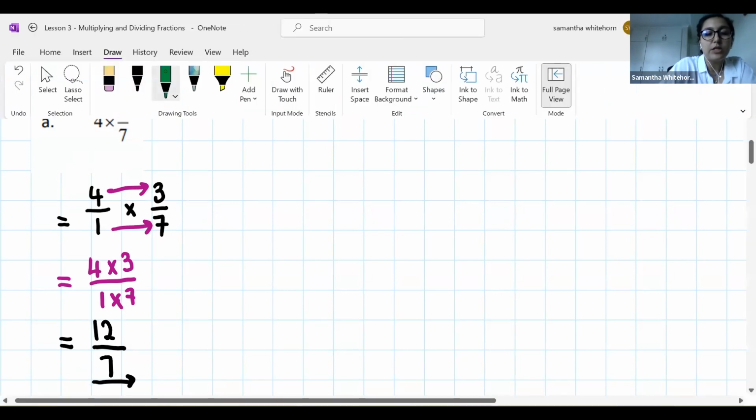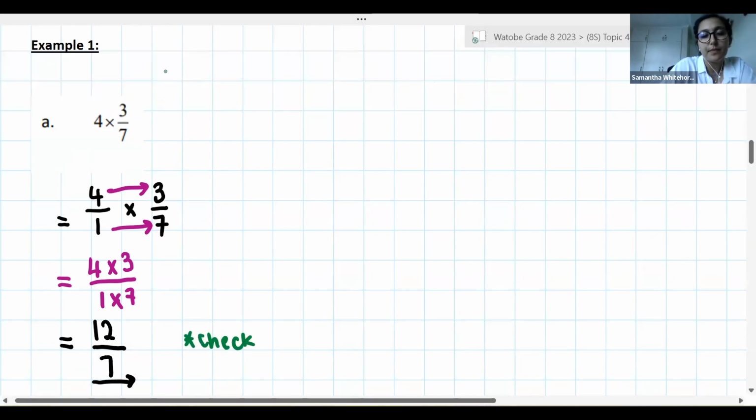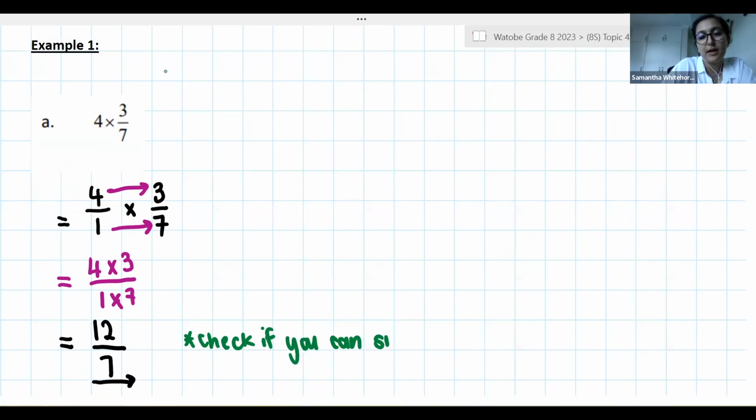Now, guys, remember, always check if you can simplify. We do that by seeing if there is any number we can divide into both the numerator and the denominator. So it's almost like looking for a highest common factor. In this case, there is nothing I can divide into 12 and 7 without a remainder. So that's why I've underlined this as my final answer. It's as simple as it gets. I can't simplify it any further. So 12/7 is my answer.